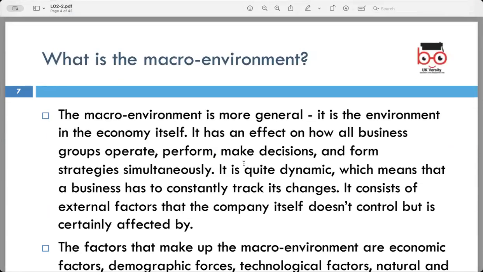When we talk about microenvironment, what is microenvironment? If anyone can explain to me, if anyone is there.